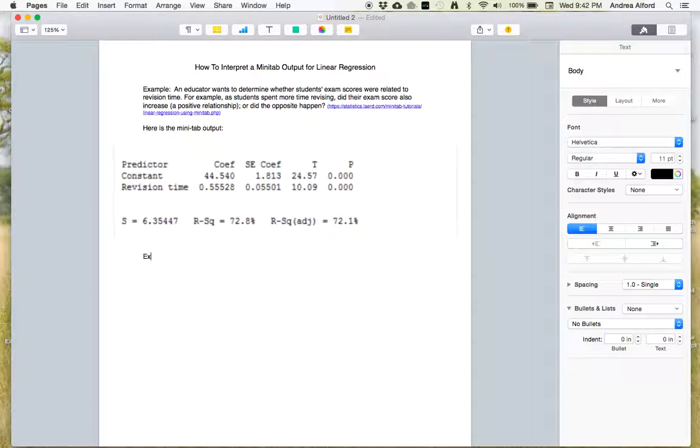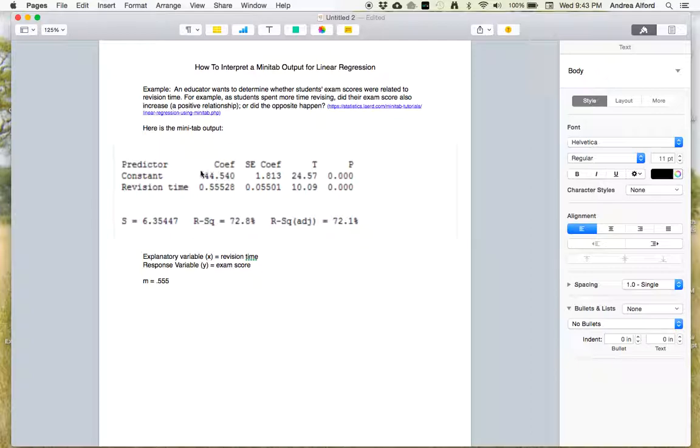So the first thing we need to know is that our explanatory variable, which is the x, in this case is revision time. And our response variable, which is the y, is equal to the exam score. When you look at the Minitab output, right under predictor, you have here revision time. This value is always your x value. The number next to it, where you have the coefficients, this number next to your x value is always your slope. So in this case, we know that the slope of our regression line is 0.555.